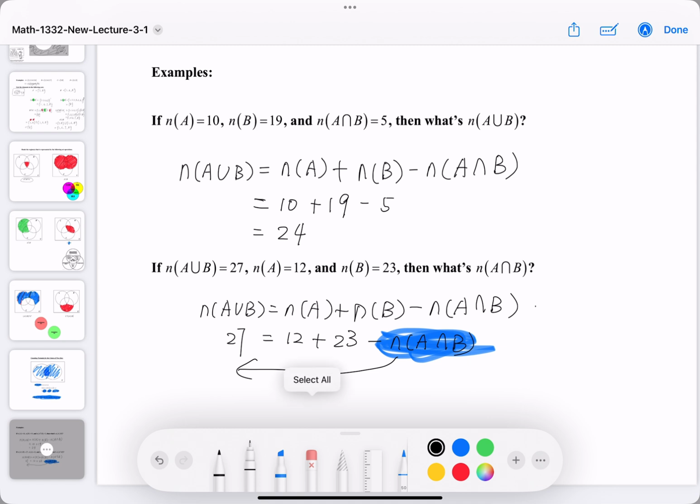We can move this part to the other side by switching the sign. So here is minus, we're having positive n of A and B equals, switch the 27 to the other side, it becomes negative 27. 12 plus 23 minus 27. It is 35 minus 27, which is 8. So n of A and B equals 8.